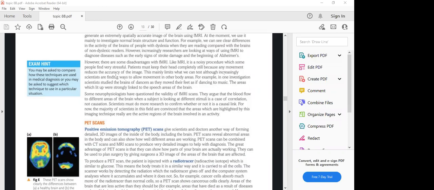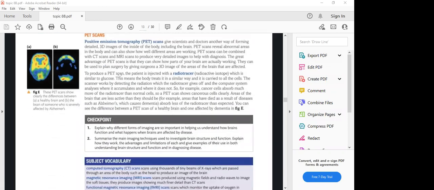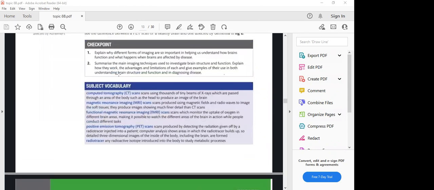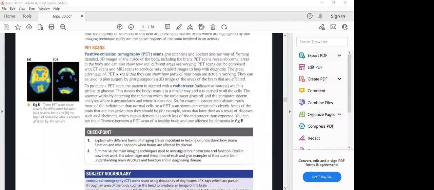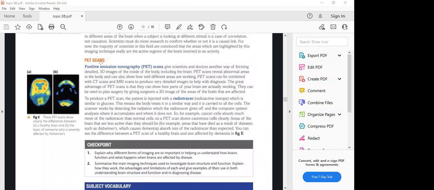Then it comes to the PET scan. Yes, let's cover the PET scan as well, and I'll stop there, after the PET scan, right?